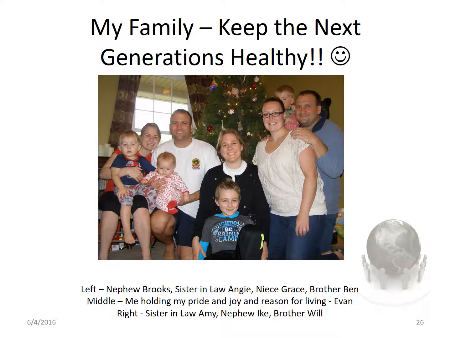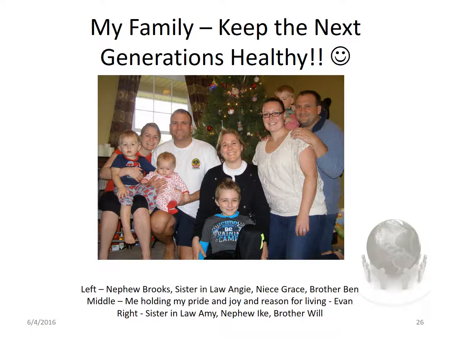The last slide is a picture of my family. This is partly the reason for me doing this. I have 2 nephews and a niece. On the left-hand side, you can see my brother Ben and his wife Ange and their 2 kids, little Brooks and little Grace. I'm in the middle with my son Evan.